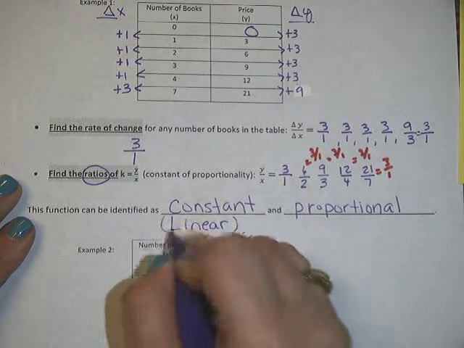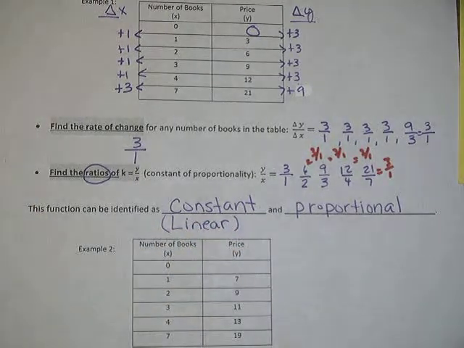Now, underneath constant, you need to note that it is linear. If it is constant, that means it's linear. That means if I was to graph it, it would make a straight line. There would be no ups, downs. Brendan, you got all this written down?